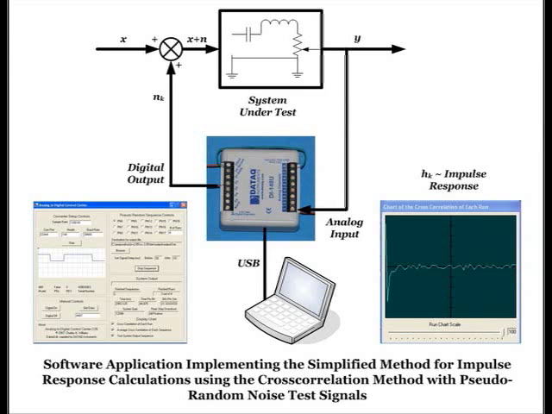So in summary, we have shown how the impulse response of a system can be determined without hitting it with a potentially damaging impulse. We demonstrated this by applying a relatively low-level pseudo-random noise test signal at its input and then used a unique simplified cross-correlation algorithm to calculate the impulse response.